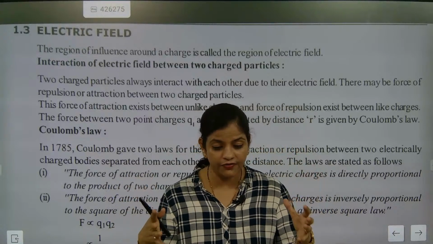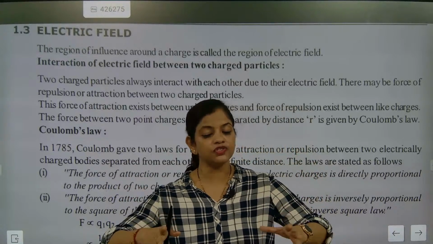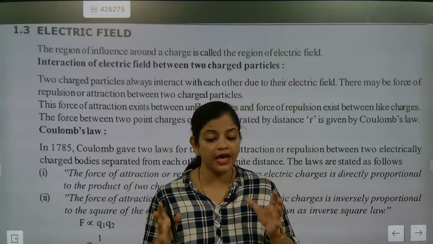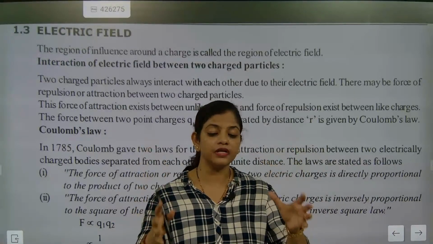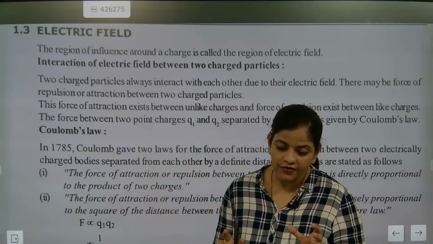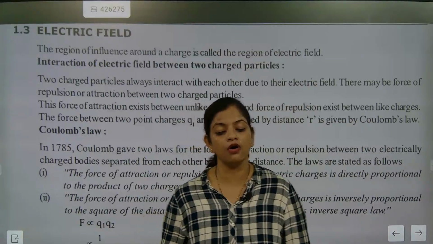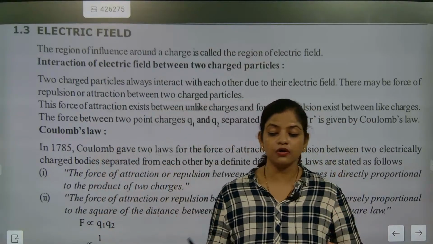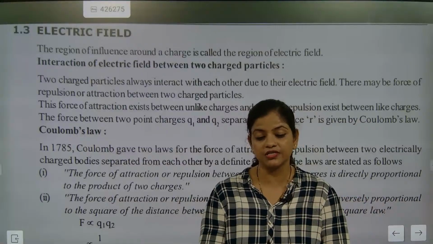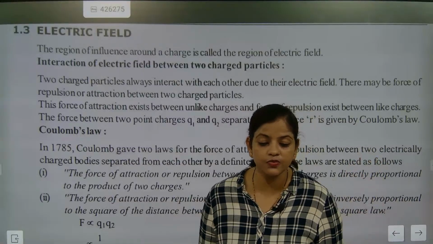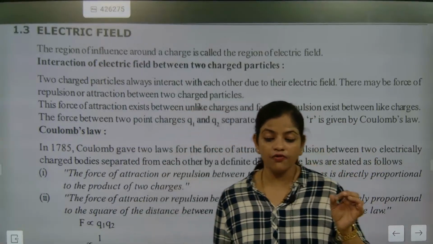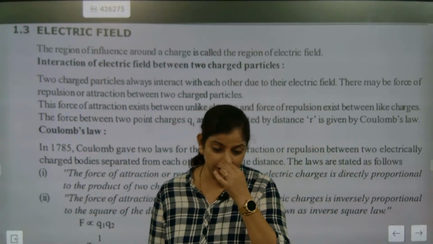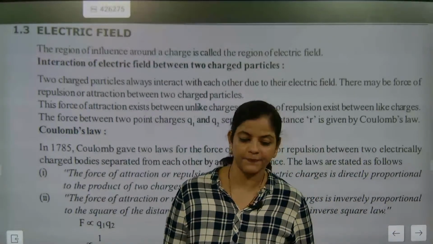So what is the electric field? Where the positive charges or the negative charges are accumulated, that becomes the reason for the electric field. So the electric field is the sum total of the charges present in the region. I hope you have understood this. Coulomb is the unit of charge.